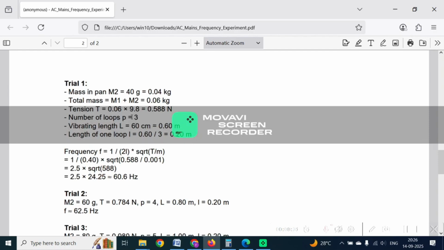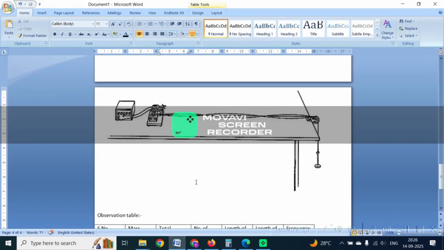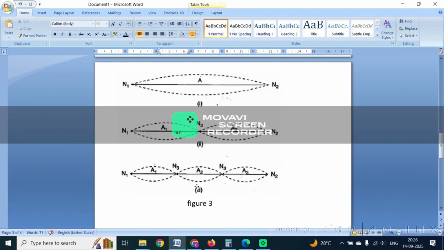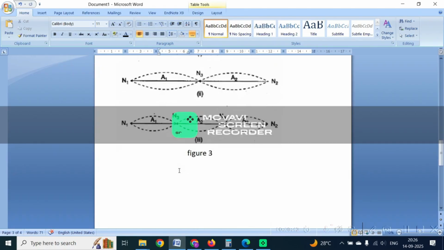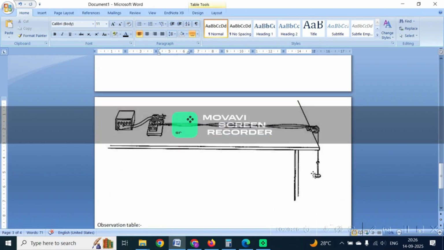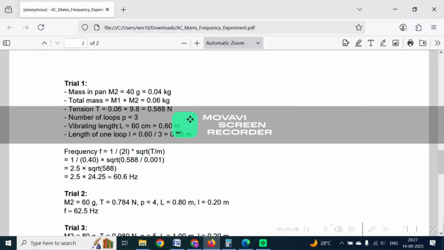Number of loops. Which loops am I talking about? The number of loops which is given in the diagrams. So these loops I'm talking about, these 3 loops. When I used 40 grams, these 3 loops were created on my string, and I have to measure the length of these 3 loops also, which is used in further calculation. The number of loops is P equal to 3, and the vibrating length of these loops is 60 centimeter in total.